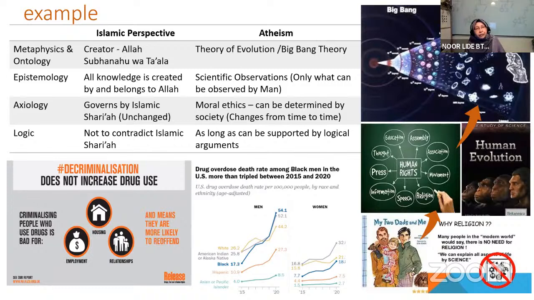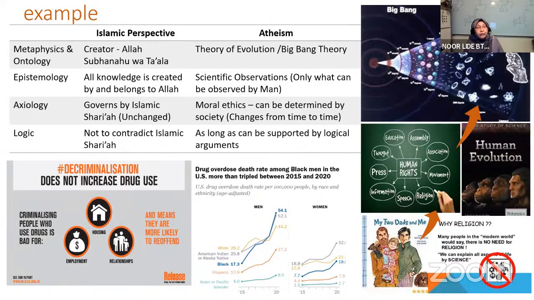And in terms of knowledge, how do we know? All knowledge is created by and belongs to Allah subhanahu wa ta'ala, and we are inspired sometimes to know something. But for the atheists or the West, most of the Western perspective is through scientific observations, and only what can be observed by man can be counted as science. Right, so anything else that cannot be observed, therefore, is not science. I think if you look at the definition of science, you come across that.